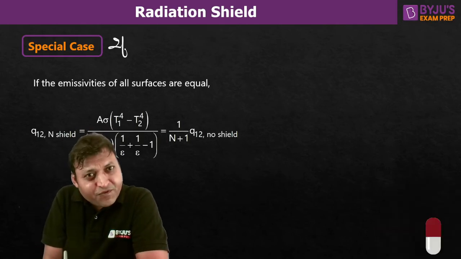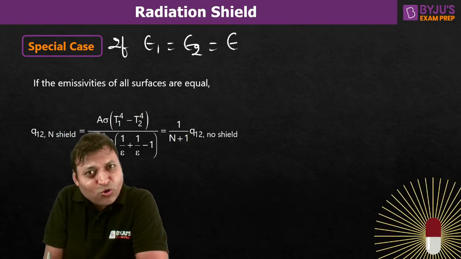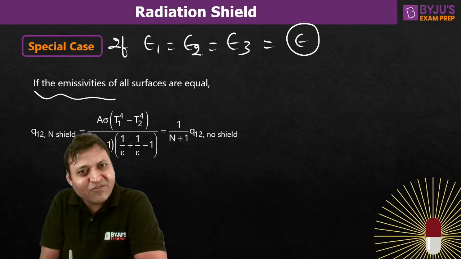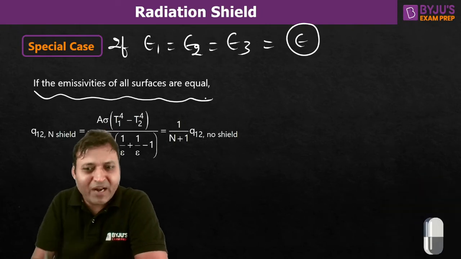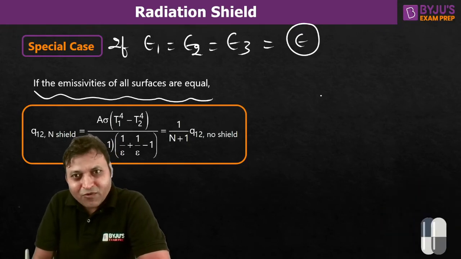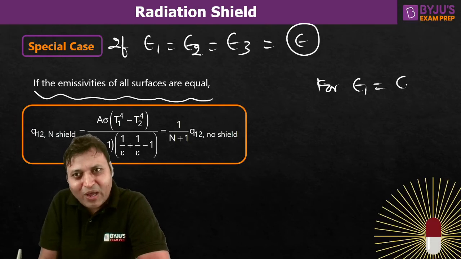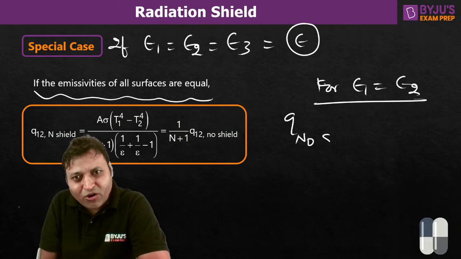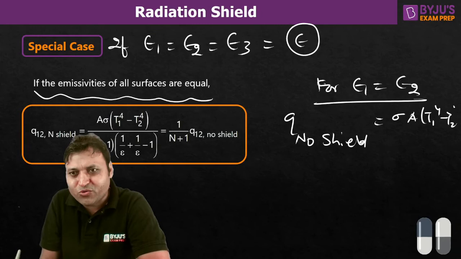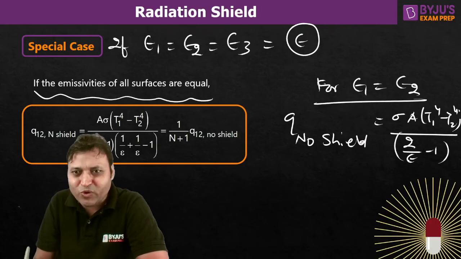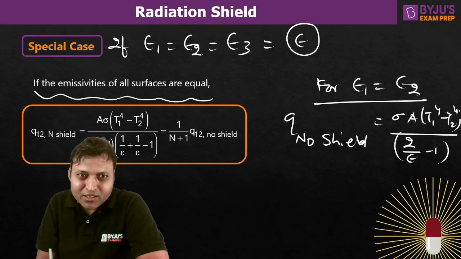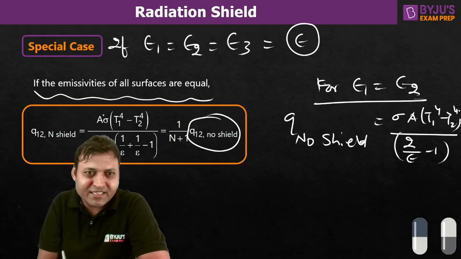Now, if epsilon 1 is equal to epsilon 2 is equal to epsilon 3, that is, all the emissivities are the same, epsilon, then our expression will become like this. We already know for epsilon 1 equal to epsilon 2, Q without shield, or no shield, we have already written, is equal to sigma into A into T1 to the power 4 minus T2 to the power 4 upon 2 by epsilon minus 1. For n shields, it will become n plus 1 times this. This is Q1 to 2 no shield.